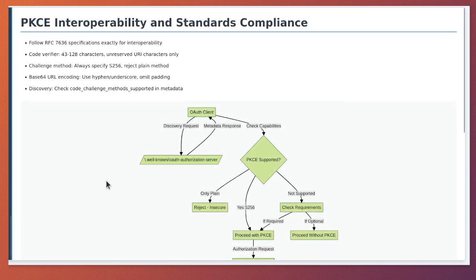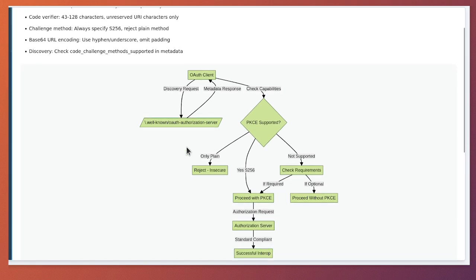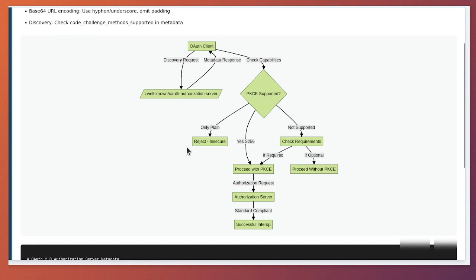PKCE interoperability and standards compliance. Ensuring interoperability between different PKCE implementations is crucial for the OAuth 2.0 ecosystem. Your client application might need to work with multiple authorization servers, and your authorization server might need to support clients from different vendors. Understanding standards compliance and interoperability considerations helps ensure smooth integration across the OAuth 2.0 ecosystem.